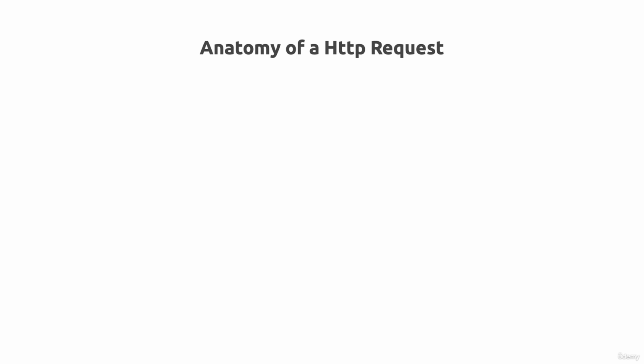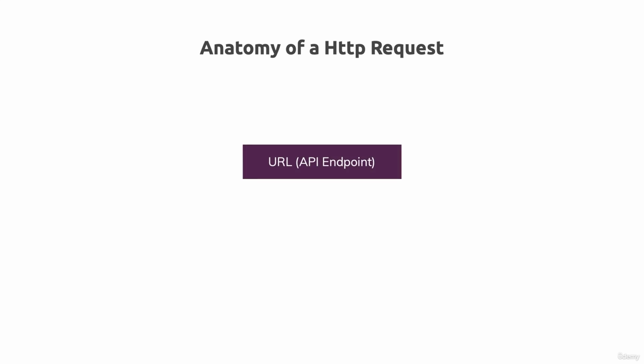The most important part about a request, of course, is the URL you're sending the request to. That's also called the API endpoint. And it is something like yourdomain.com/posts/1, for example. The exact path here, of course, depends on the API you're interacting with.